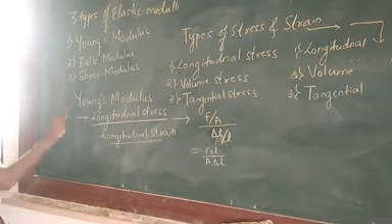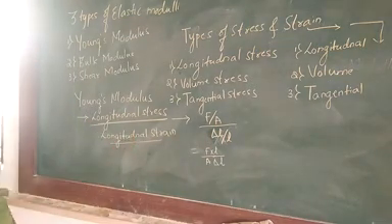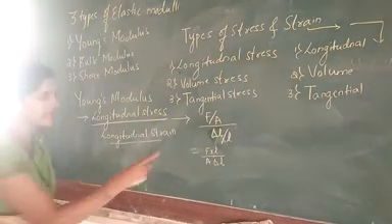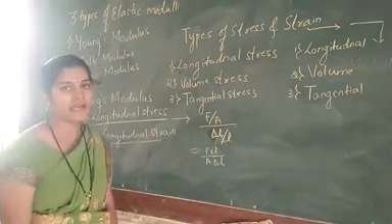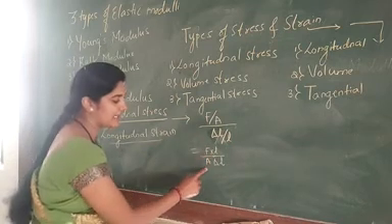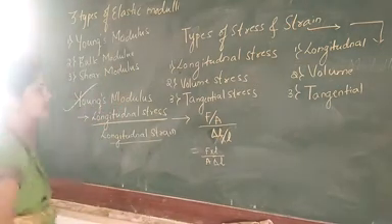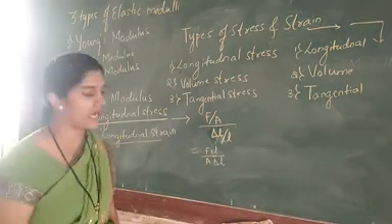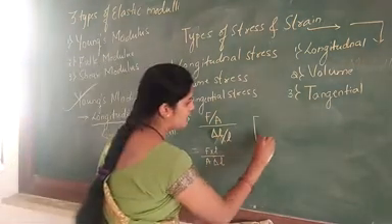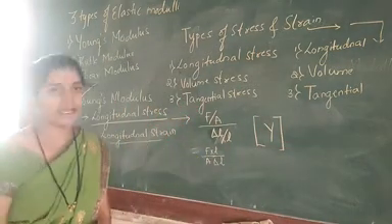Here Young's modulus depends upon the longitudinal stress by the longitudinal strain, and this can be written in the formula F by A divided by delta L by L, or this can be written as F into L divided by A into delta L. This is the Young's modulus, and Young's modulus is always denoted by capital Y.